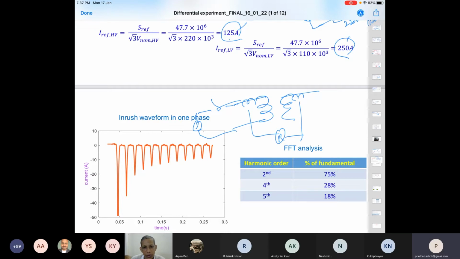So when I switch on, we know inrush current will flow. What kind of inrush current? This is that inrush current. So in one or two phases, the corresponding current may be significantly higher, 5 times, 7 times, 8 times the rated current. So where will it flow?